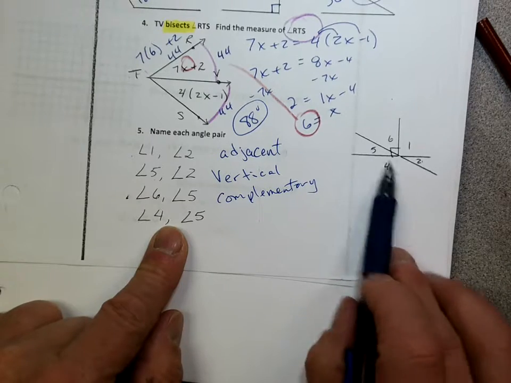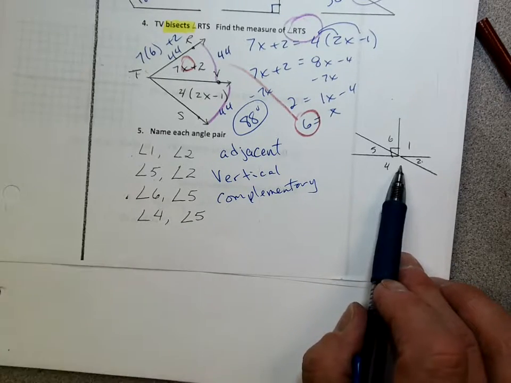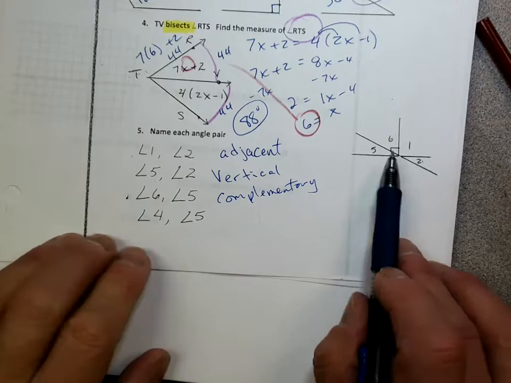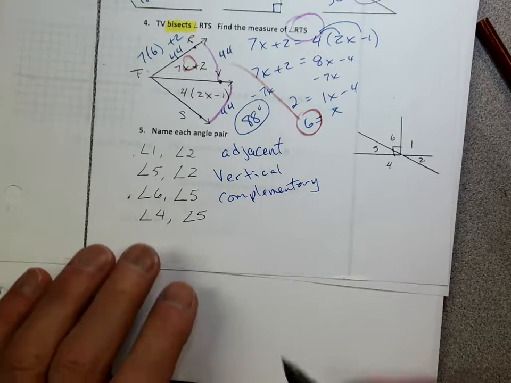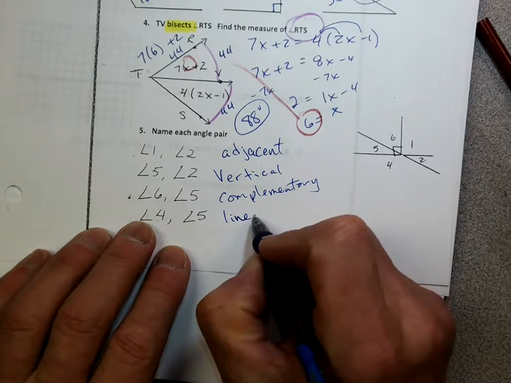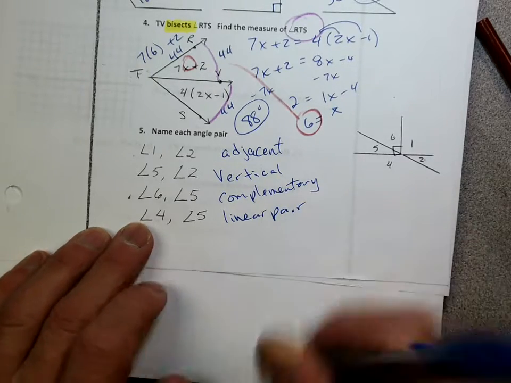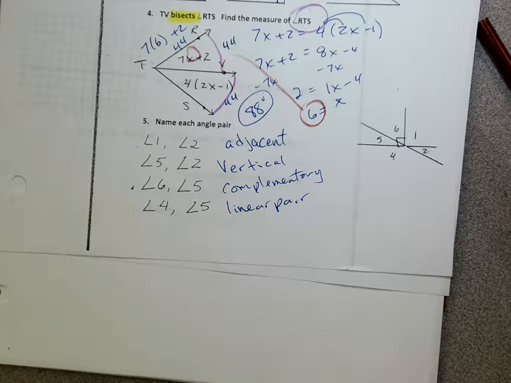4 and 5, yes, they're adjacent, but they're something more than that, so don't put down adjacent. 4 and 5 are either going to be a linear pair or supplementary. Either one. I like the linear pair better, but if you put supplementary, I wouldn't count that wrong. That's pretty specific as well, okay? So when we look at these, please give me the most specific one you can give me.